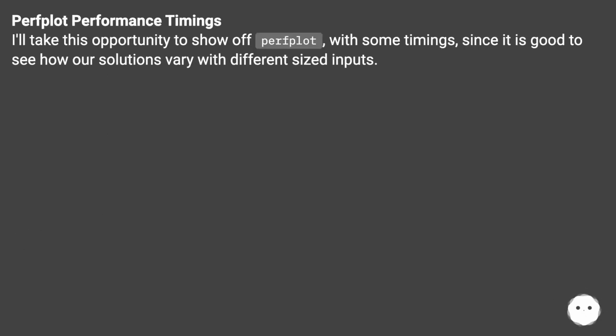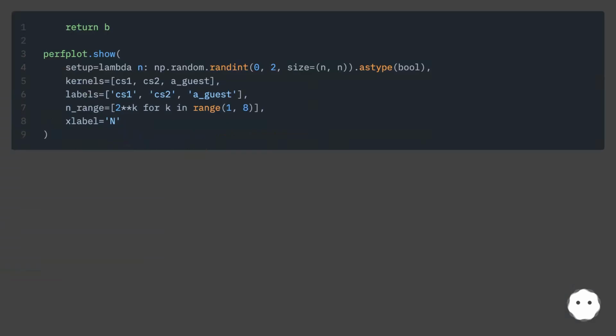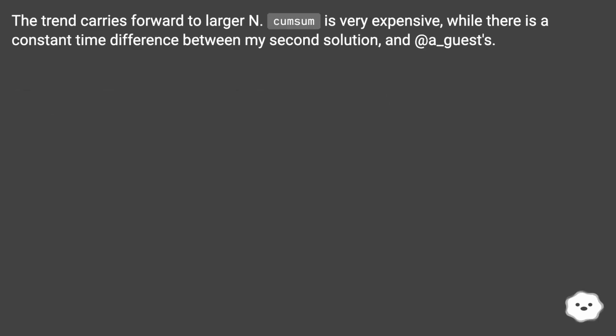Perfplot performance timings. I'll take this opportunity to show off perfplot with some timings, since it is good to see how our solutions vary with different sized inputs. The trend carries forward to larger n. Cumsum is very expensive, while there is a constant time difference between my second solution and a_guest's.